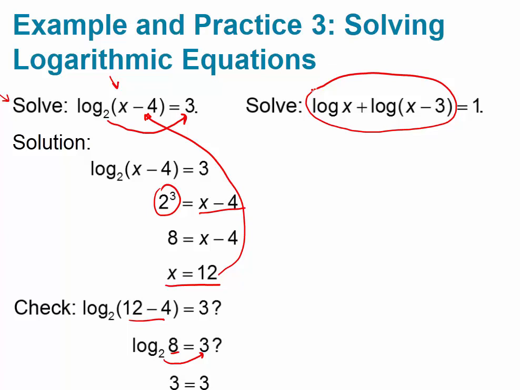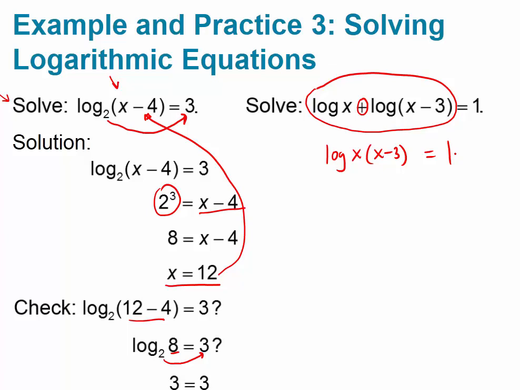So remember, we can write the sum of logs as the log of a product. Notice I have an addition sign in here, and I'm able to write this as a product of those two. So really, this is going to be log of x times x minus 3. That allows me to condense that into a single logarithm. Once it's a single logarithm, I can use the exact same strategy I did over here in the example.